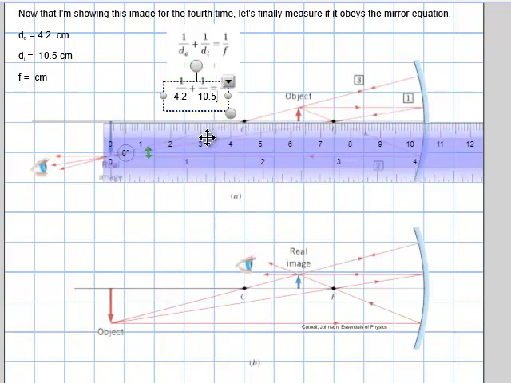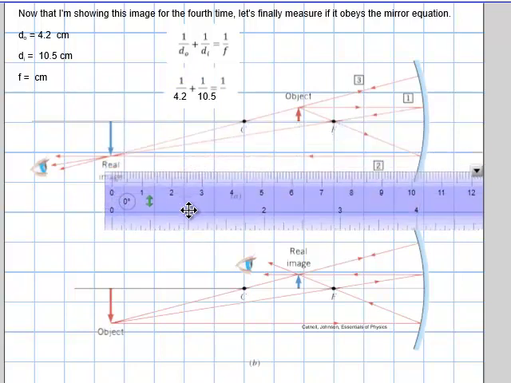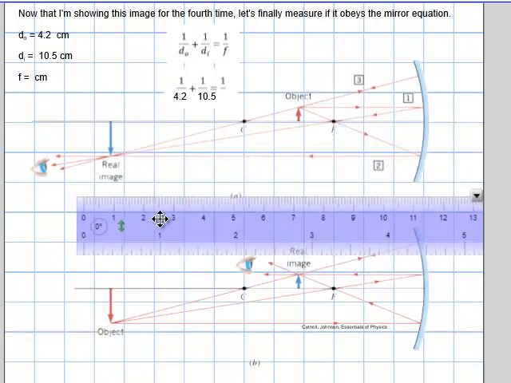And then I calculate. When I do that, these two fractions, 1 over 4.2 plus 1 over 10.5, I come up with 0.33333 repeating, which means that over here, as I also have 1 over f, I take the 0.333 repeating and invert it again. And of course, that comes out to exactly 3.0. By the way, this thin lens or mirror equation linking the object distance with the image distance and the focal length is in the same manner as adding resistances in parallel.